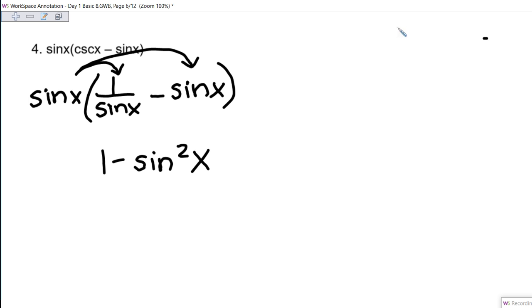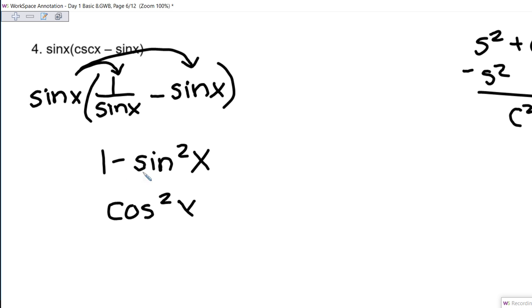So over here I'll do my scratch work. So sine squared plus cosine squared equals 1. Over here I have 1 minus sine squared. So how would I get 1 minus sine squared? Subtract sine squared to both sides. Yeah. So we get cosine squared is equal to 1 minus sine squared. So my answer is just cosine squared of x. Is my answer in simplest terms? Is it a single term? Yes.